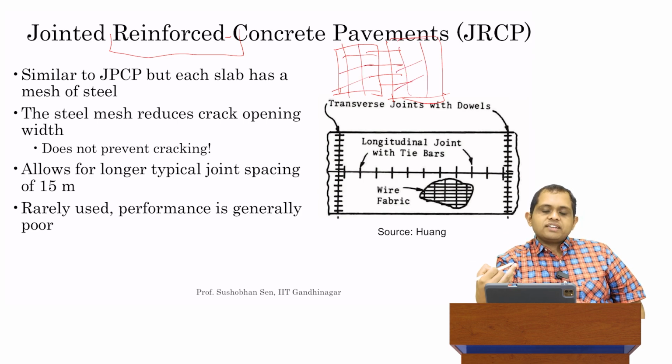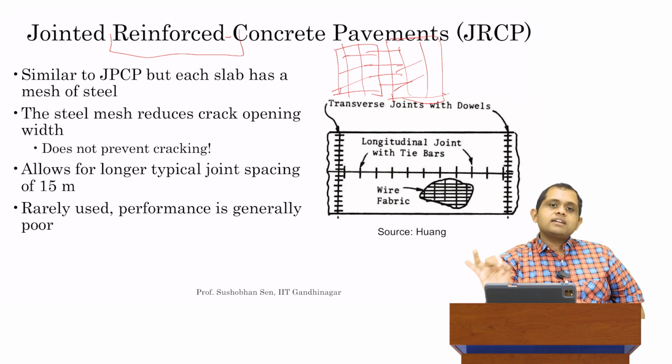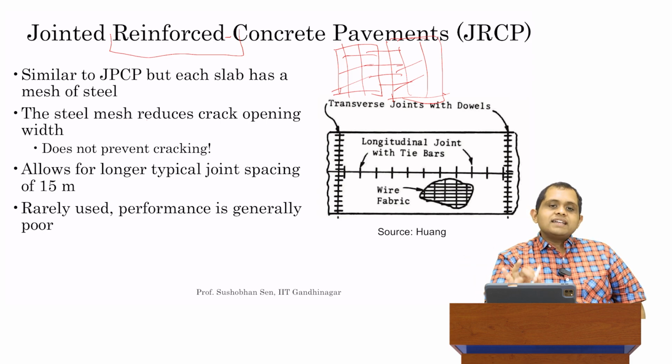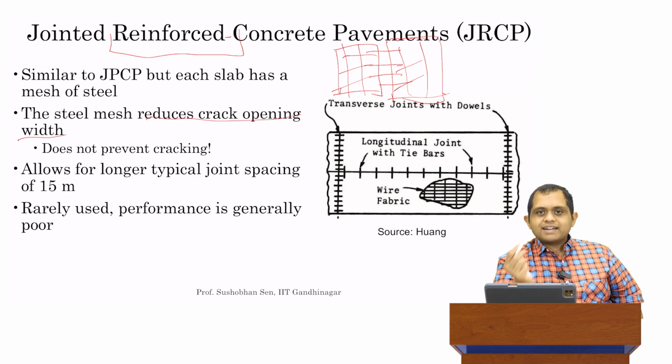So we have a mesh of steel which is present inside the slab. The purpose of steel here, similar to what we talked about for JPCP, is not to increase the strength of the section. Steel does not participate as a part of the strength of the section. Instead, the purpose of the steel when we add it to JRCP is to actually hold the cracks together. So crack formation depends on the strength of the plain concrete, but the width of the crack depends on the steel content. So the purpose of the steel mesh is to reduce the crack opening width to hold the cracks together. It does not prevent cracking.